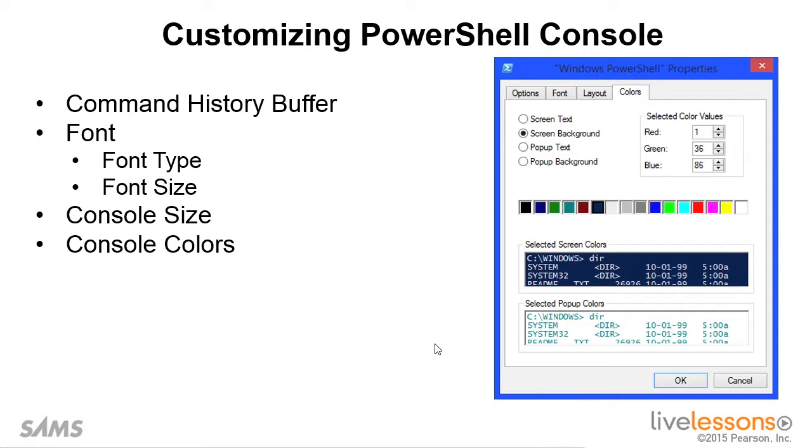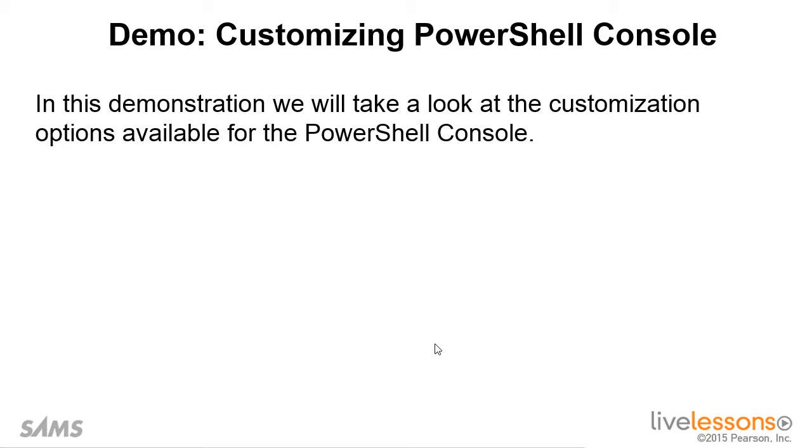Now, there may be times where you need to customize the look of your PowerShell console. Some of the options that are available to customize include the command history buffer, which gives you the ability to modify how many of your previously executed commands are stored in memory. You can also modify the font by changing what font type or maybe the size of the font that is currently displayed in your console, the console size, and console colors. Let's take a look at customizing your PowerShell console.